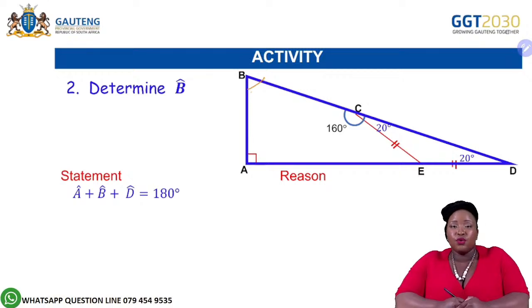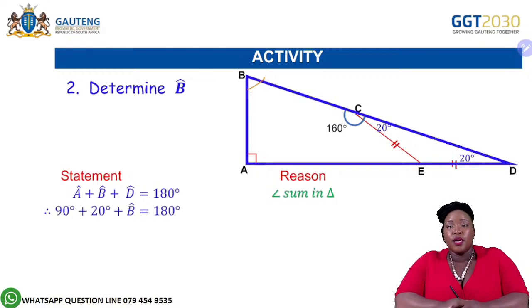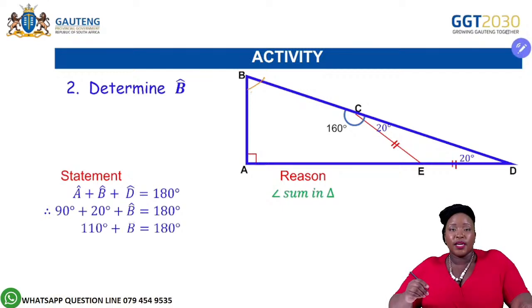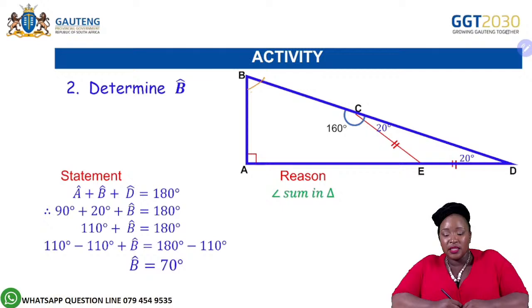So what we can do is add angle A plus angle B plus angle D, and they'll give us 180 degrees. Your reason: angle sum in a triangle, or interior angles of a triangle, you can use any of the three. Then you add 90 degrees and 20 degrees plus angle B will be equal to 180 degrees. You collect your like terms and then you subtract 110 degrees on the left hand side and on the right hand side. Therefore, angle B will be equal to 70 degrees.